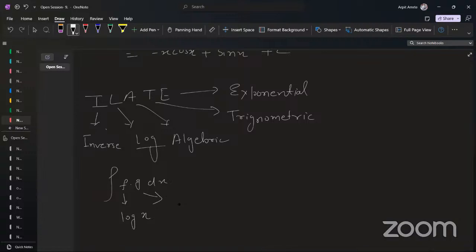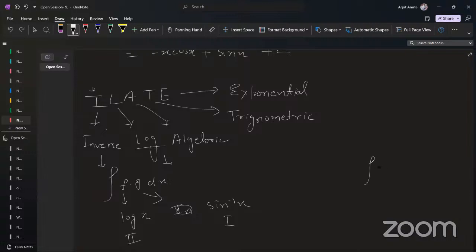G is some inverse function, say sine inverse x kind of thing. Now, how can you integrate it? You have to choose the first function as the inverse function and then the second function as logarithmic, because firstly you will choose the first function, always you will go by this way. So firstly choose the inverse function and then the logarithmic function. So this will become my first function, this will become my second function.